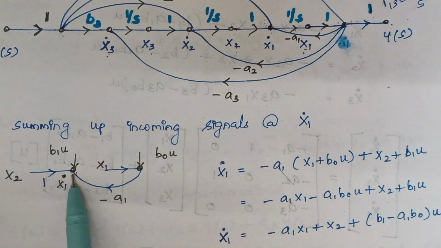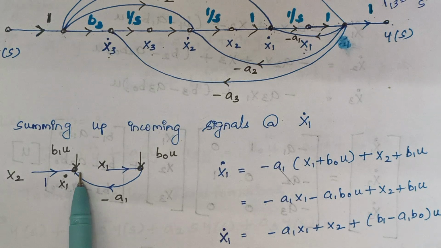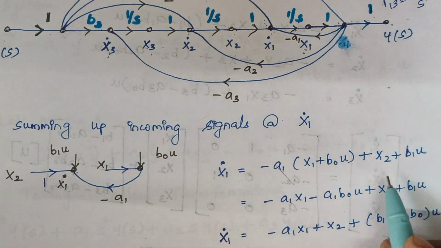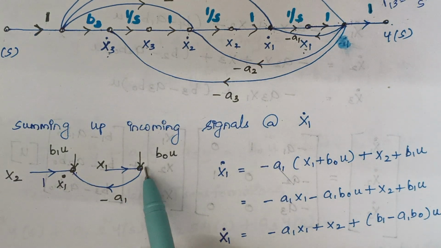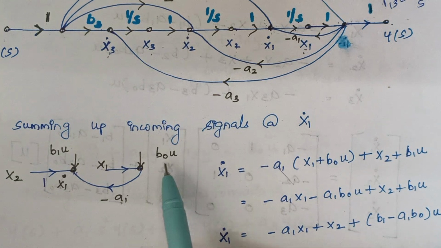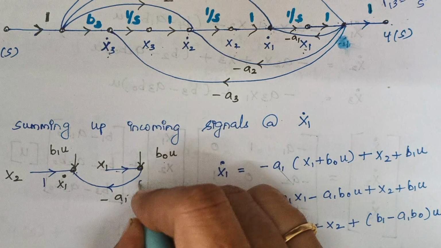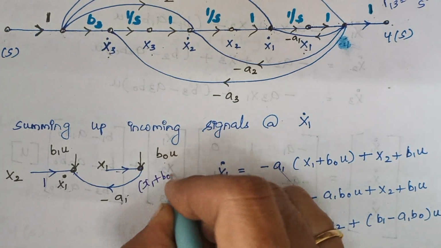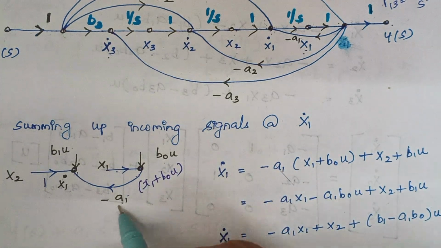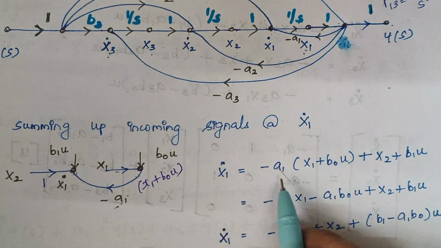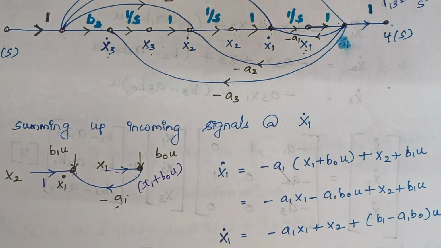So here you see this x1 dot is nothing but x2 plus b1u, right? And here the thing is minus a1, and this minus a1 gets multiplied with these two inputs, right? Because to this node two inputs are there. So here x1 plus b0u is the output from this node, and this signal gets multiplied with this minus a1. So here minus a1 into x1 plus b0u, right? Am I making things clear?